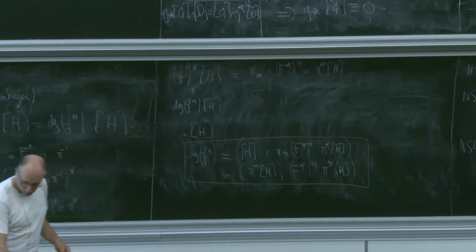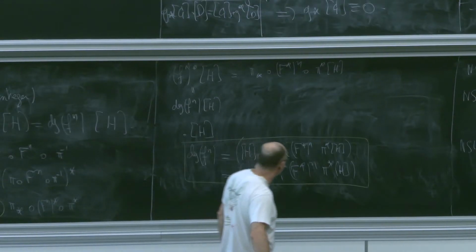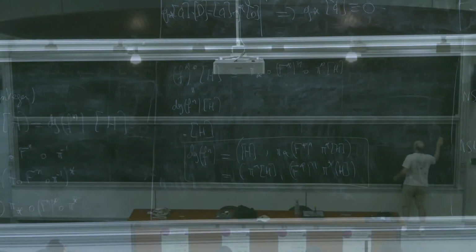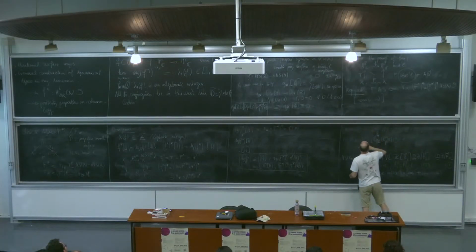Okay, good. So it's kind of nice, because what you see is this. So pi upper star of H is an element in your Néron-Severi space.